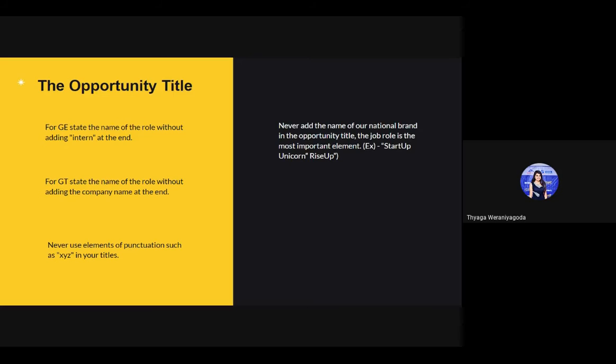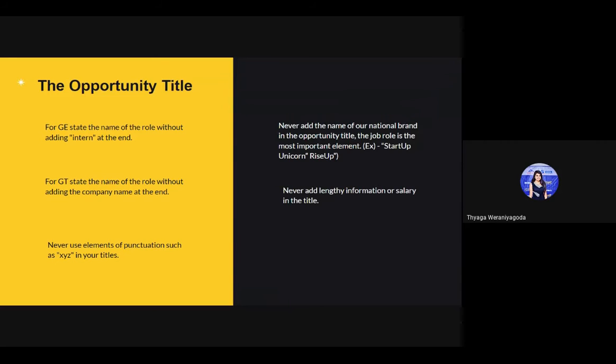Next is never add the name of our national brand in the opportunity title. The job role is the most important element. For example, some people are posting like startup, unicorn, rise up, likewise. They are using these as techniques to attract customers, but these are not professional. So again, they have recommended not to use these. Only the opportunity title will be enough.